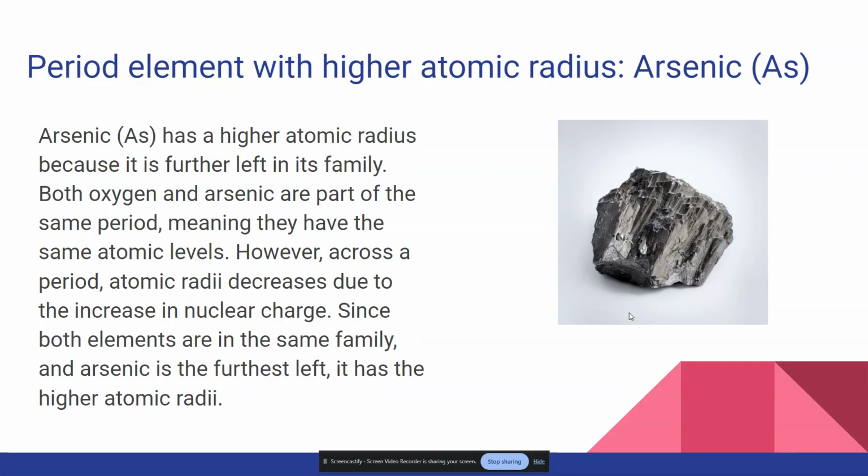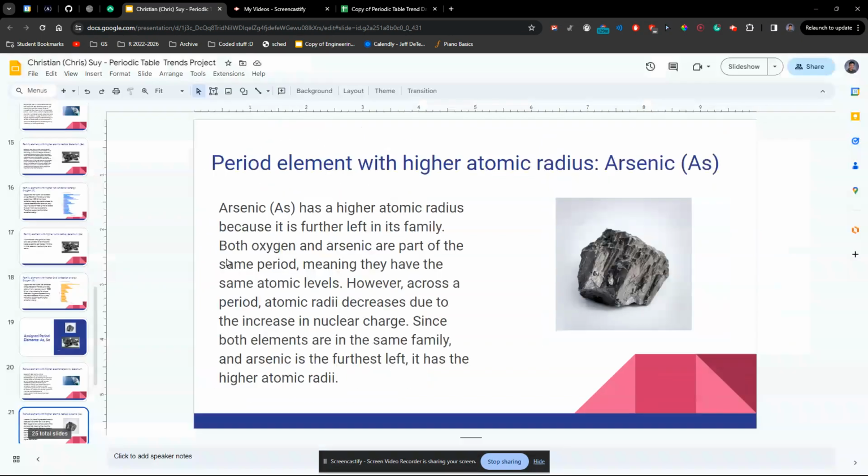I identified the period element with the higher atomic radius to be arsenic, As. Arsenic has the higher atomic radius because it is further left in its period. Both arsenic and selenium are part of the same period, meaning that they have the same energy levels. However, across a period, atomic radii decrease due to the increase in nuclear charge. Since they're in the same period and arsenic is furthest left, it has the higher atomic radius.